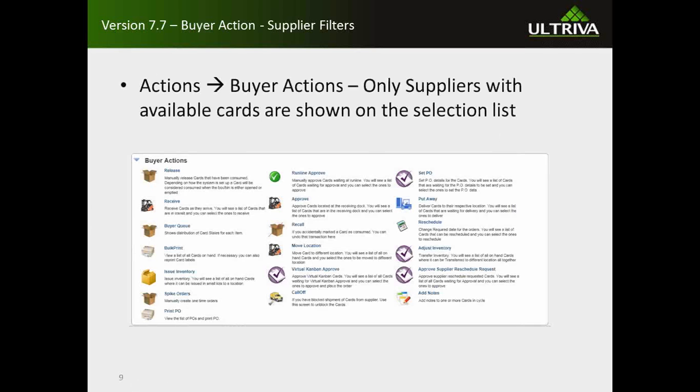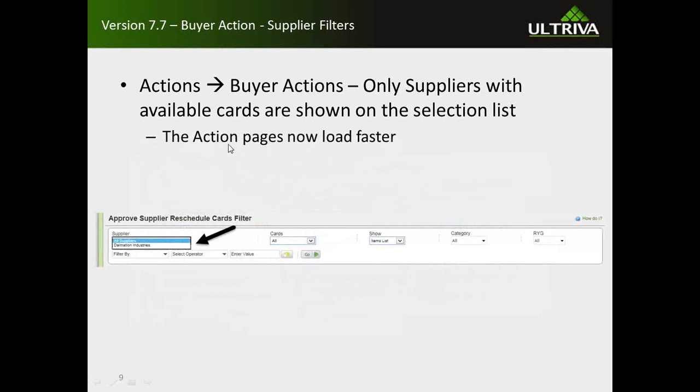All right, so we will come back here. The supplier filters on any of these buyer actions, as Narayan was alluding to, now only show suppliers that have available cards on your selection list. For example, if I was on the approve reschedule, it will only show me the suppliers that have cards available for reschedule. And again, this does make these pages load much faster. The website's definitely gotten a bit faster with this change.